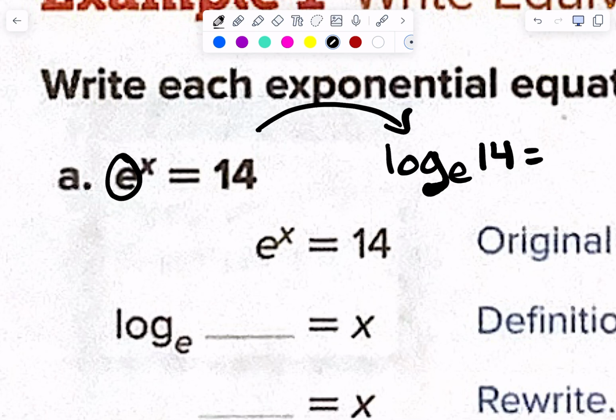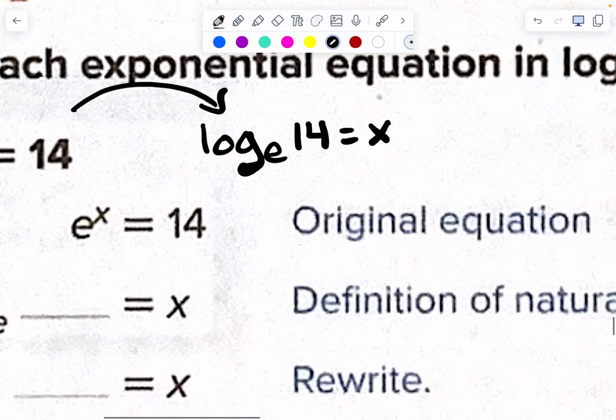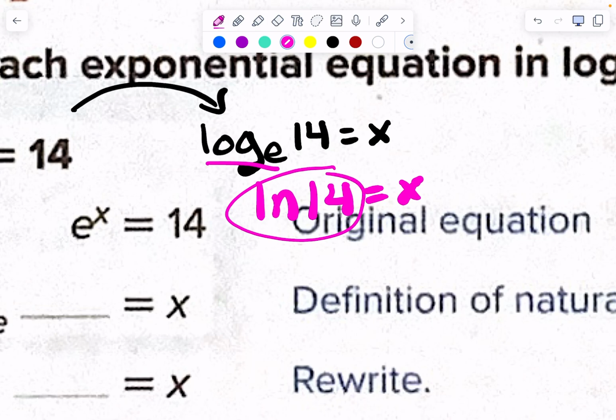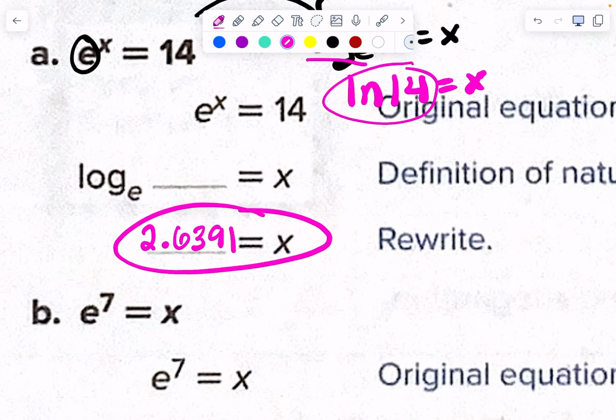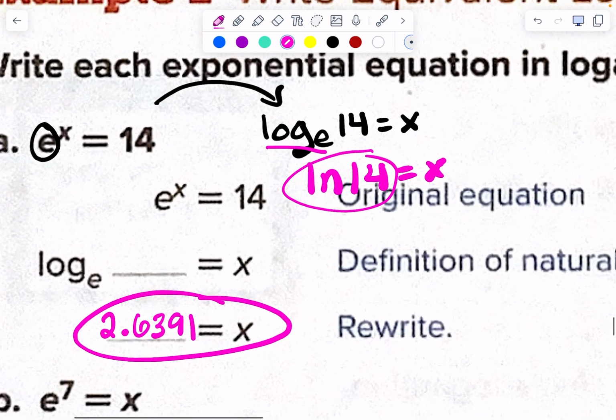14 equals x. Now, normally we would be done, except what is log base E equivalent to? ln. So this is ln of 14 equals x. And can you type in ln of 14 in your calculator? Sure, 2.6390573. That is what x will be. Do you see how that works? So we switch it, and anytime we have a log base E, we write it as ln.